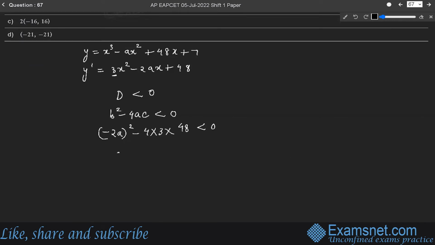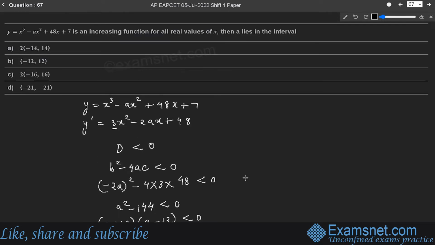So it becomes a square minus 144 is less than 0. So there can be two roots, which is a plus 12 and a minus 12, less than 0. So we can say that a belongs to (minus 12, plus 12). This is the range of interval in which a lies. Therefore, we can say that the correct option is option number B here.